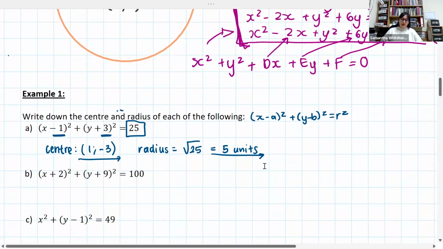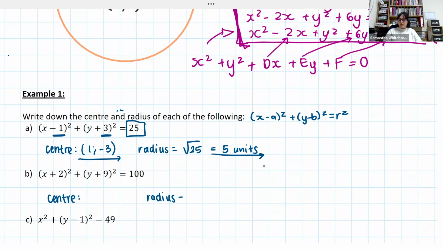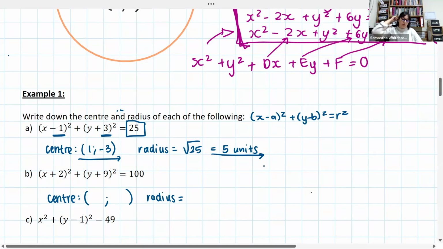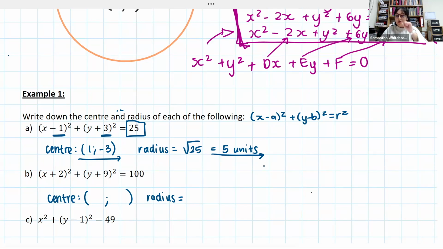Right, so look at b for me. What is the center? What is the radius? You're welcome to unmute yourself, or you can just put it in the chat. I don't really mind. So of the circle that I've given you here, x plus 2 squared plus y plus 9 squared equals 100, what is the center and what is the radius?